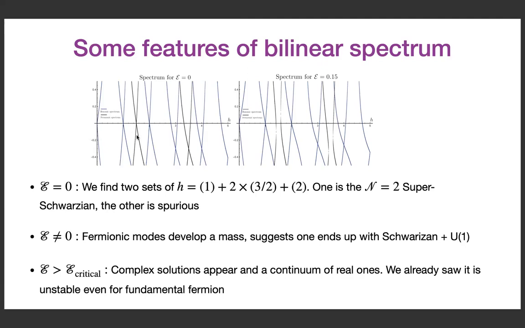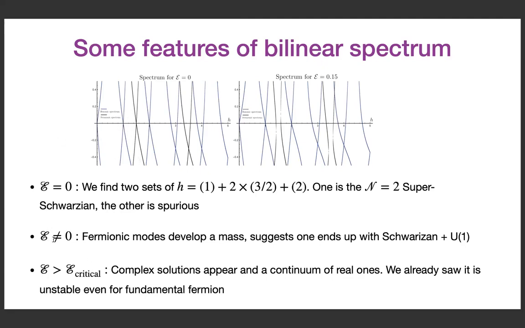So for example, at E equals 0, we find two sets of states with h equals 1, 3/2, and 2. And this is the Schwarzian multiplet. 2 is the one that corresponds to reparametrizations, 3/2 to the fermionic part of them, and 1 to this U(1) mode.